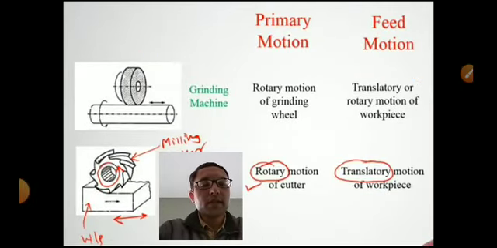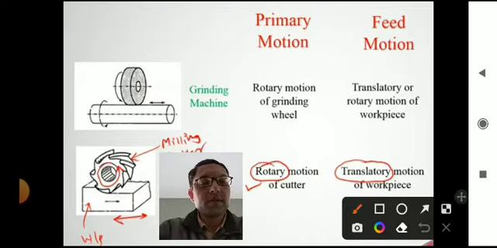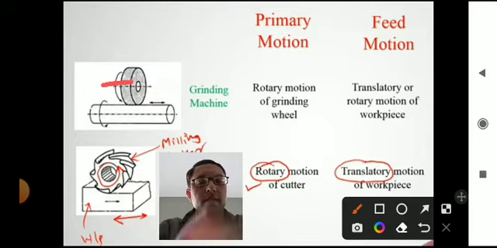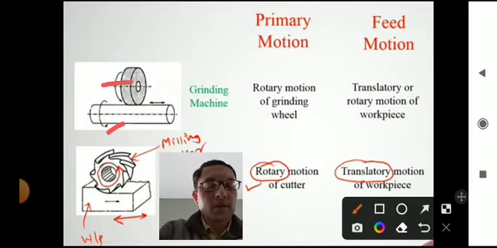Now the next one is the grinding machine. In the grinding machine, we use the grinding tool to give the surface finish on the workpiece. In that, the primary motion is the rotary motion. Now if we see here, this is the grinding tool and this is the workpiece. The rotary motion of the grinding wheel will be on the wheel.